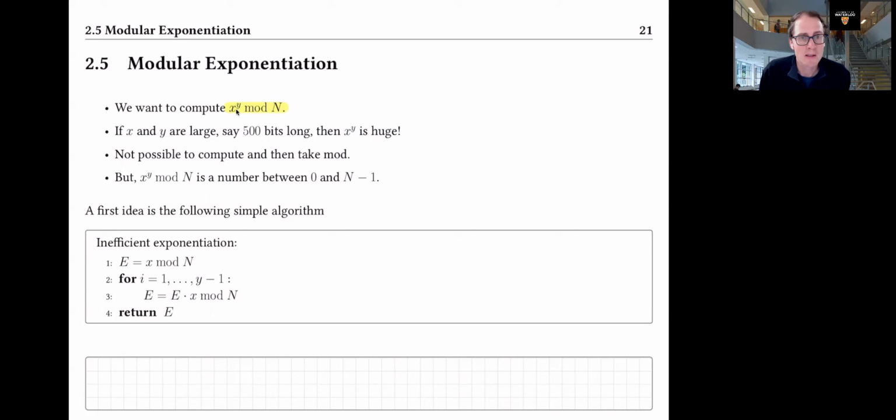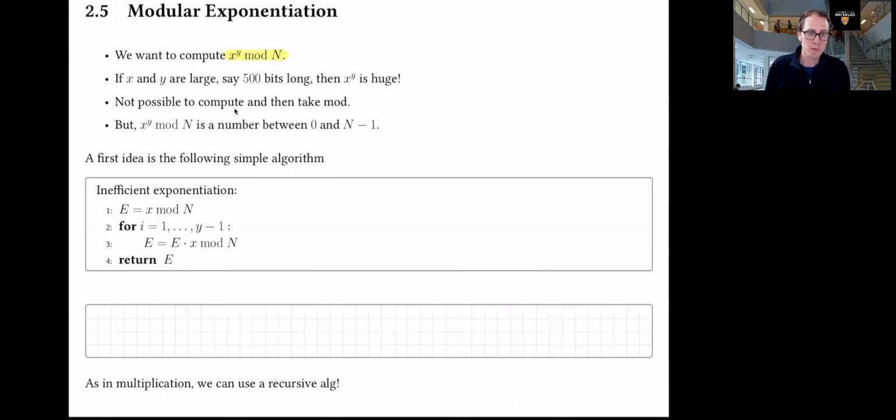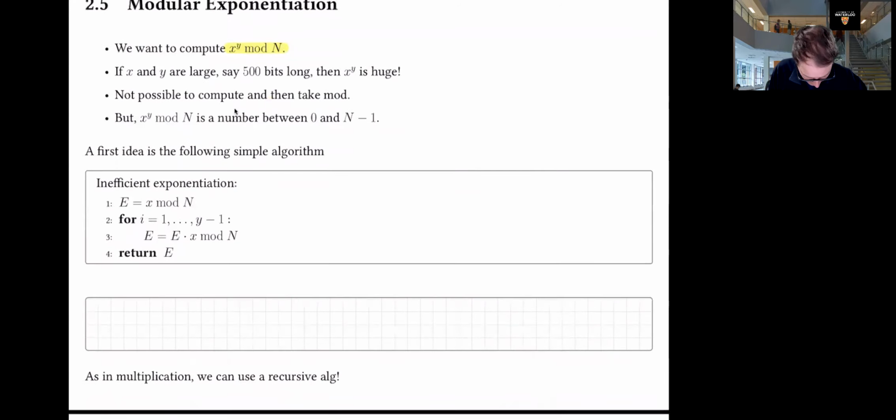However, x to the power of y mod n is still a number that's less than or equal to n. So it's not possible to compute x to the power of y and then take the mod, but x to the power of y mod n is a number between 0 and n minus 1. So it feels like there should be a way to compute it without having to actually compute x to the power of y. Let me first propose an algorithm that doesn't quite work for doing this.